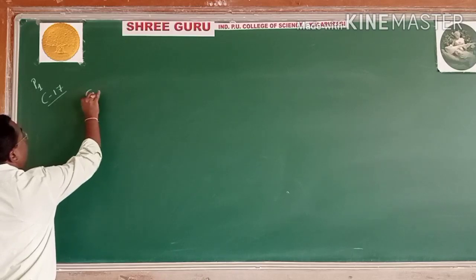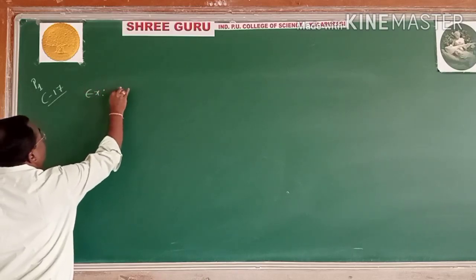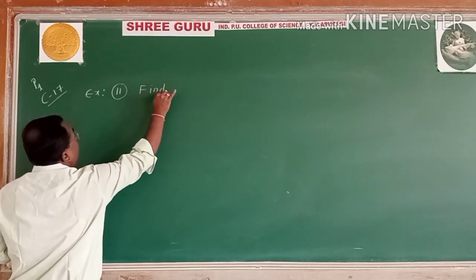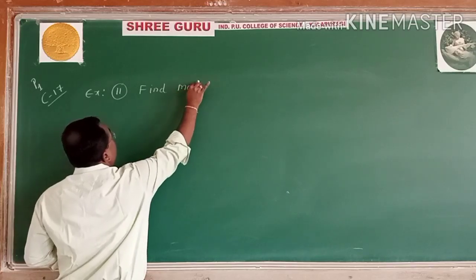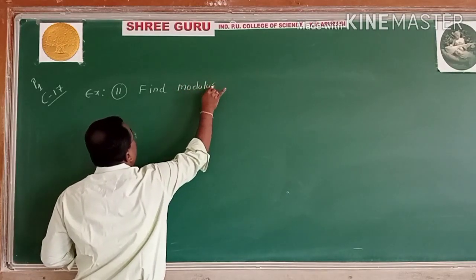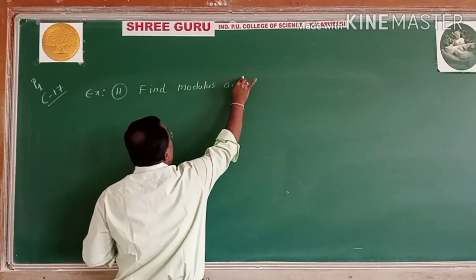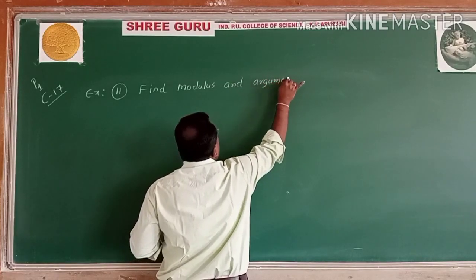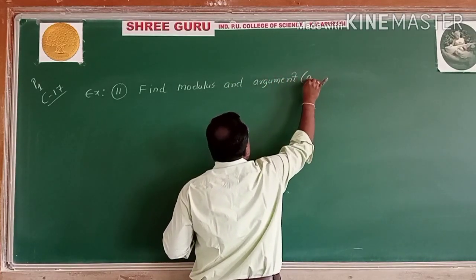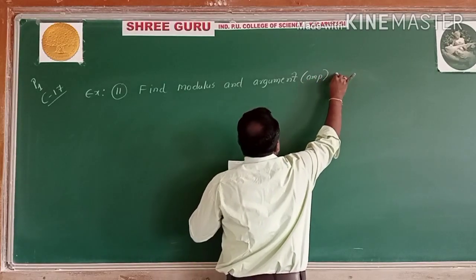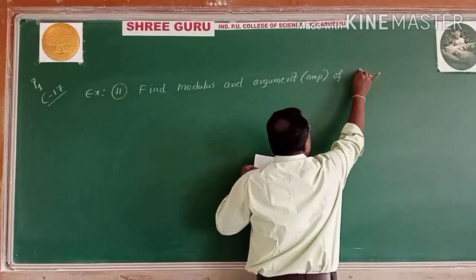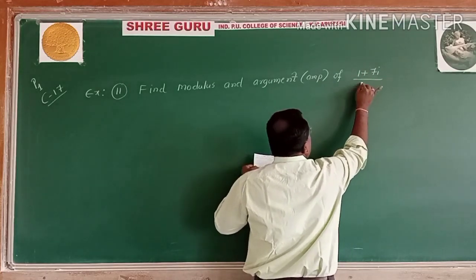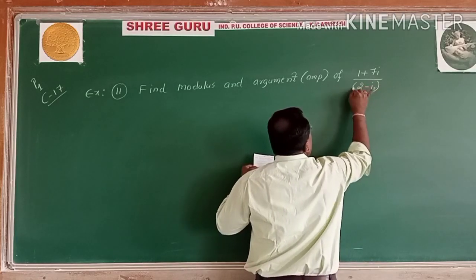Next, example number 11. Find the modulus and argument. Argument means amplitude, of (1 plus 7i) divided by (2 minus i) whole square.